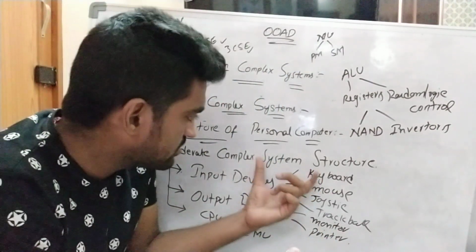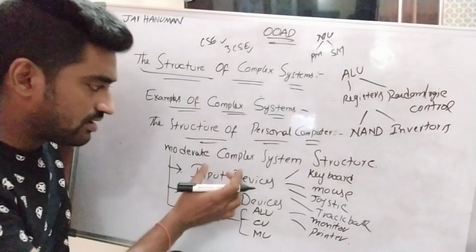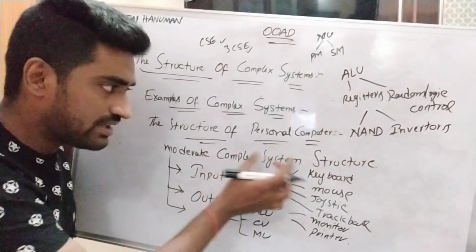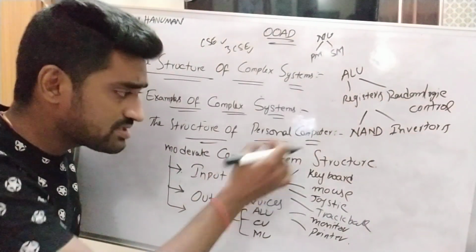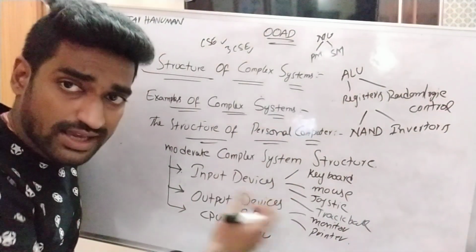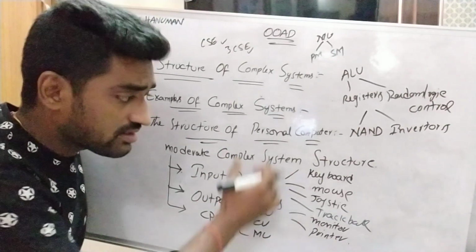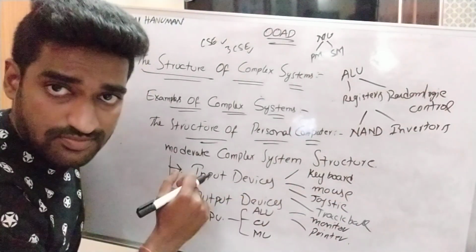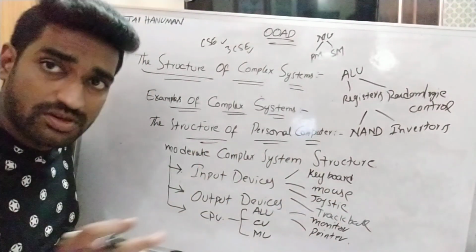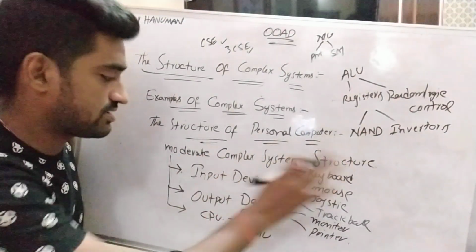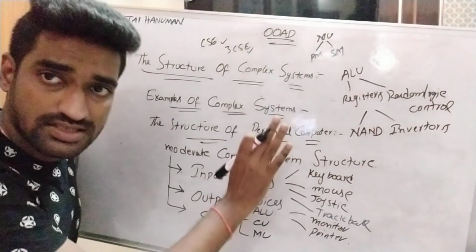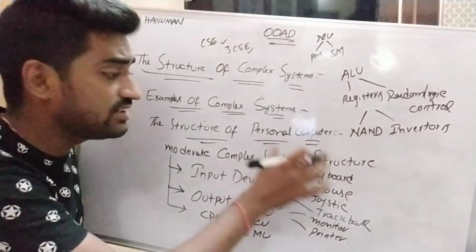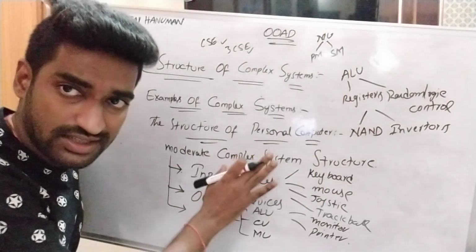So here we can decompose the entire system structure into a number of components. Those components can be divided again and again. We can represent the entire system in a hierarchical manner. That's why this is the best example for a moderately complex system structure as well as a hierarchical complex system structure. So this example is hierarchical in nature.